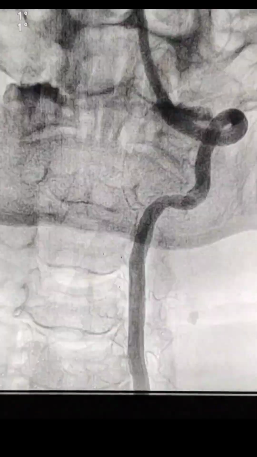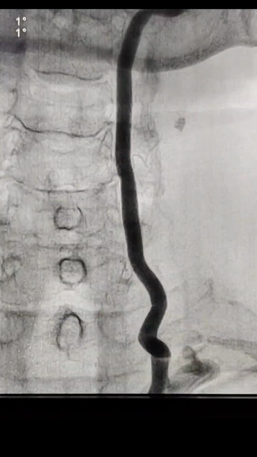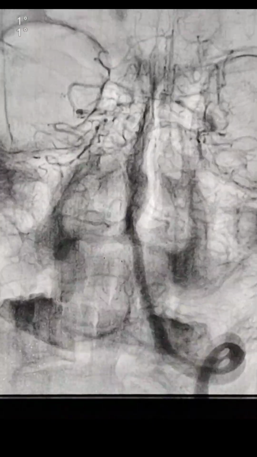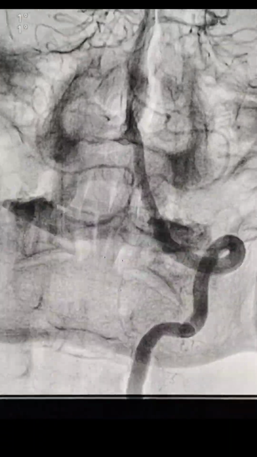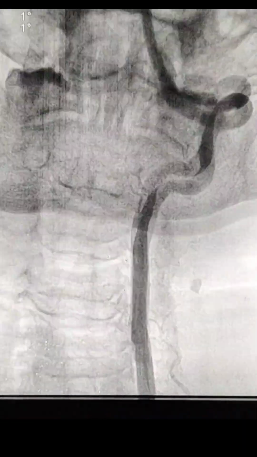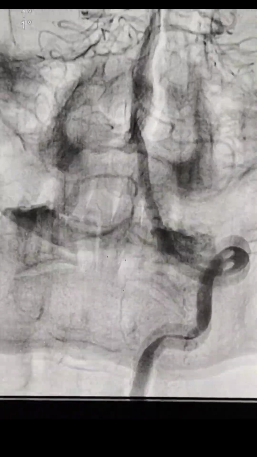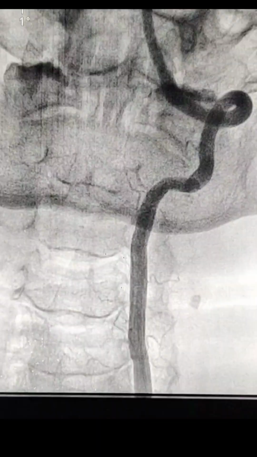So this is a 65 years old male patient, chronic smoker and diabetic patient. He had 2 times stroke, ischemic stroke. We thought of doing angio, carotid artery angio. So this was the left subclavian artery. By mistake, we engaged the left subclavian artery.